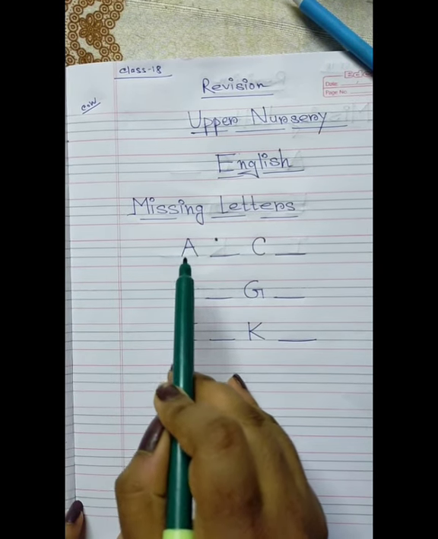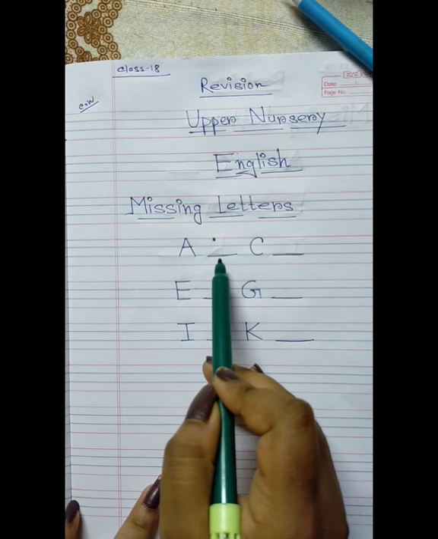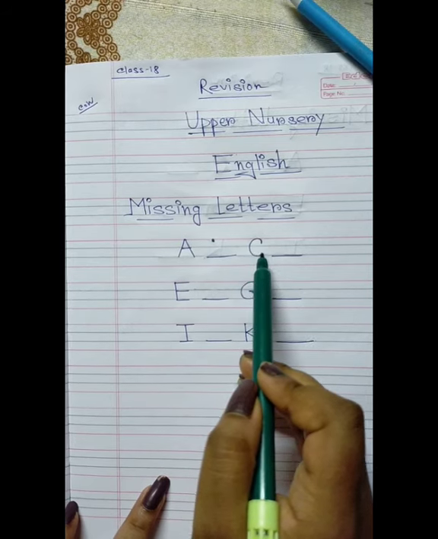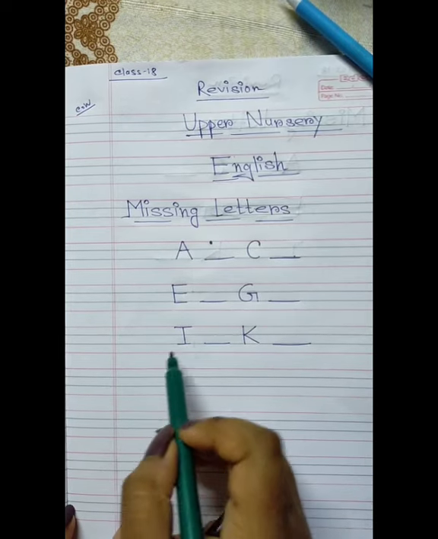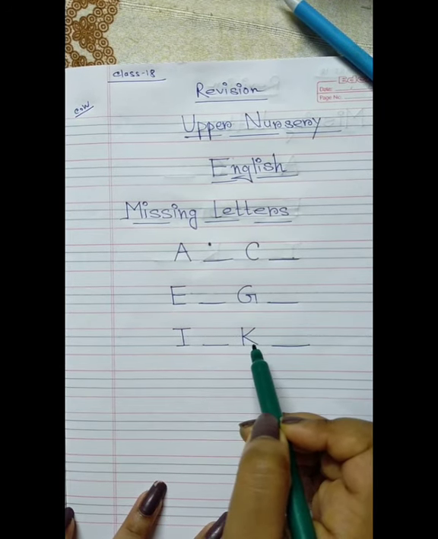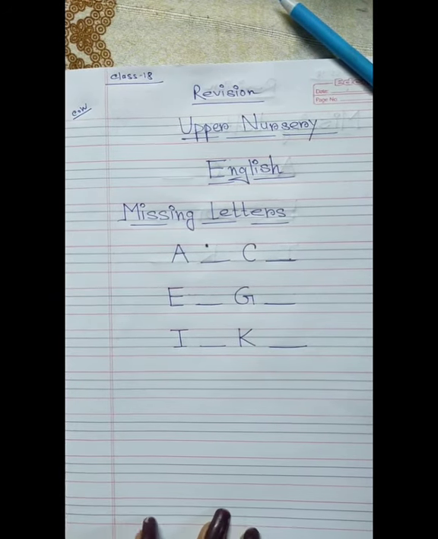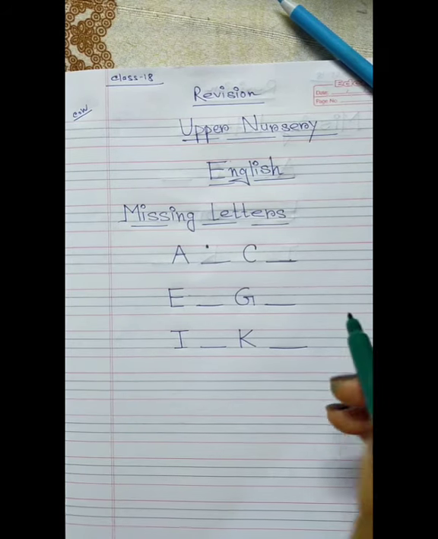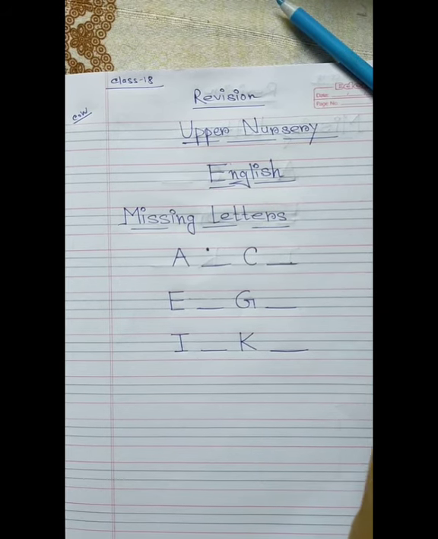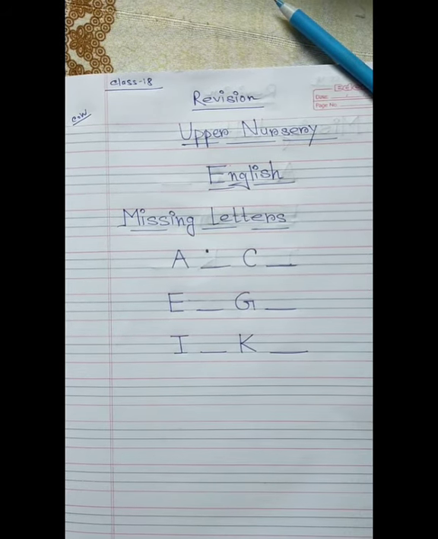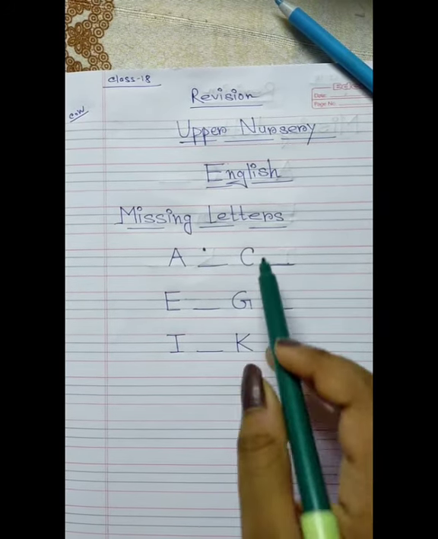See how I made the exam. This is A. Then I made a dash. C, dash. E, dash. G, dash. I, dash. K, and dash. Today, up to here. So children, I have always told you to get practice at home. I thought that you have already practiced.